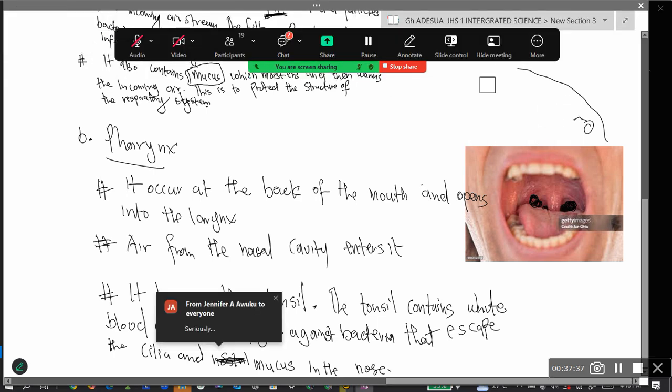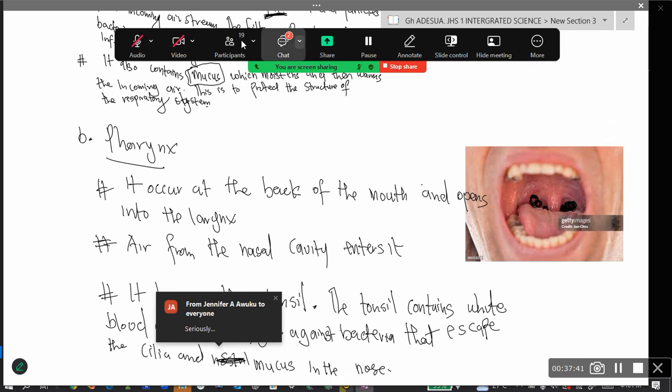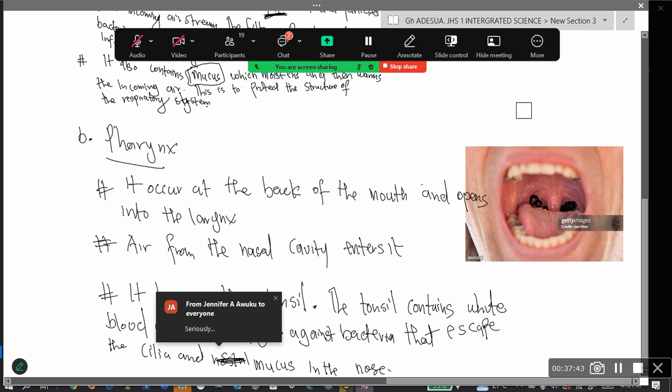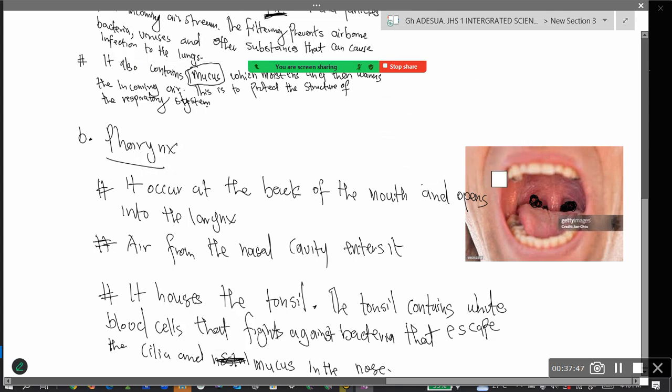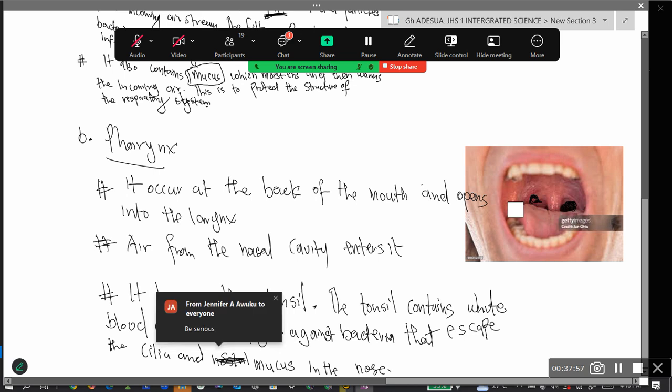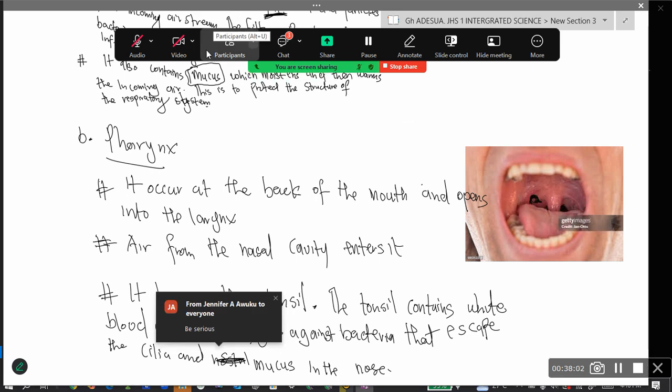So I'll just continue with the image to illustrate to you how the air enters the nose and then eventually comes to the what? The pharynx. So all you have to know is that the pharynx is behind the what? The mouth. That is what you should know. It's found behind the mouth, and it contains what we call tonsils. So those two things, when you open your mouth wide, those two things that you see over there, they are what we call the tonsils.